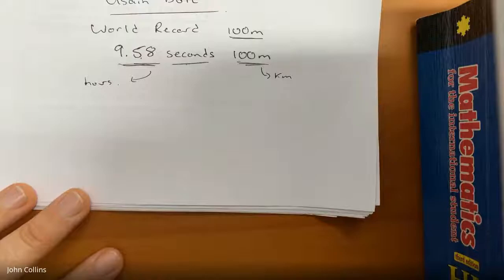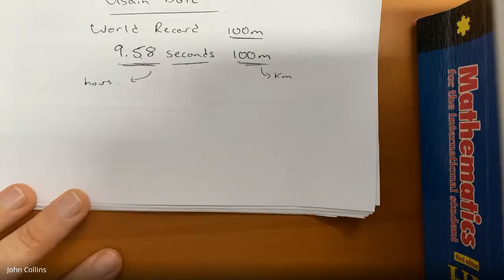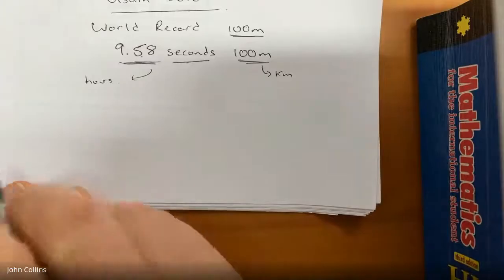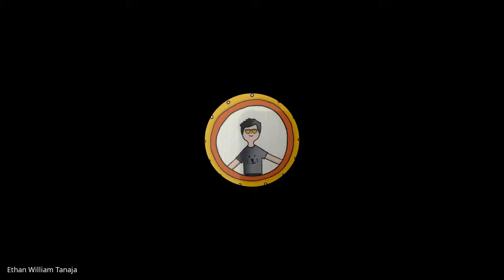Why can't it be in seconds and meters? Does it always have to be in kilometers and hours? No, it doesn't always. It could be in meters per second, but that's too easy because I want it in kilometers per hour. Couldn't you convert the seconds into hours? I know that would be really small.